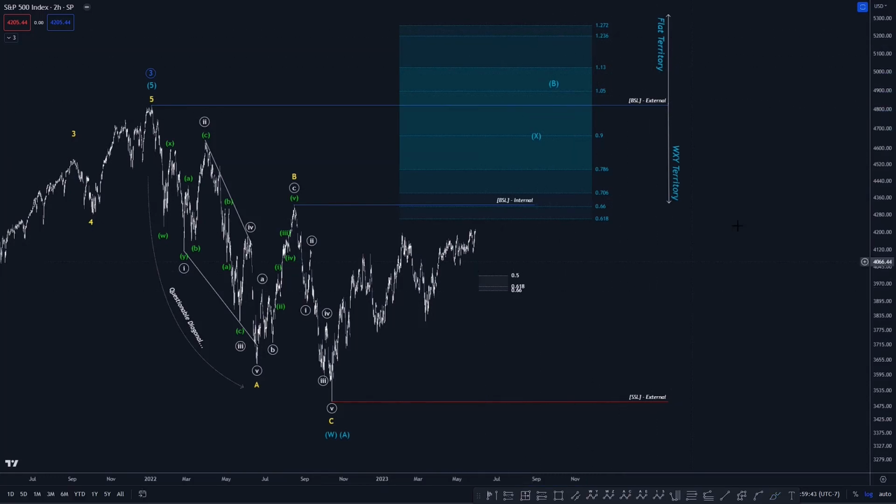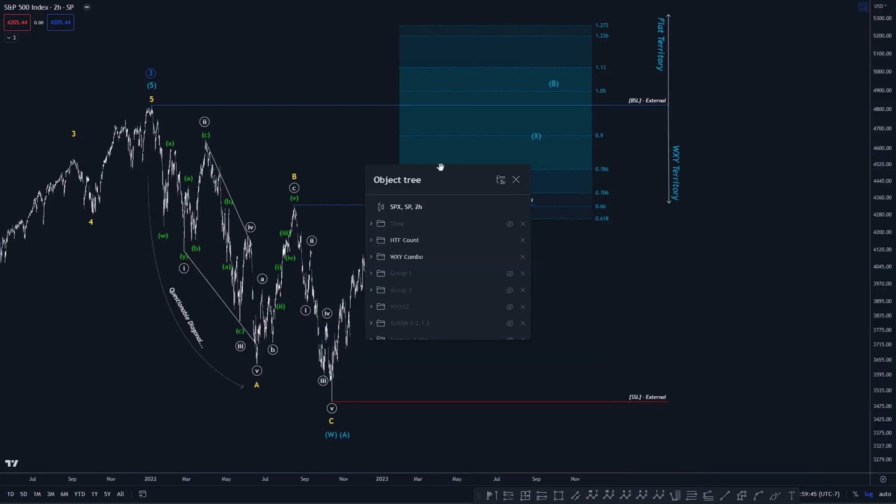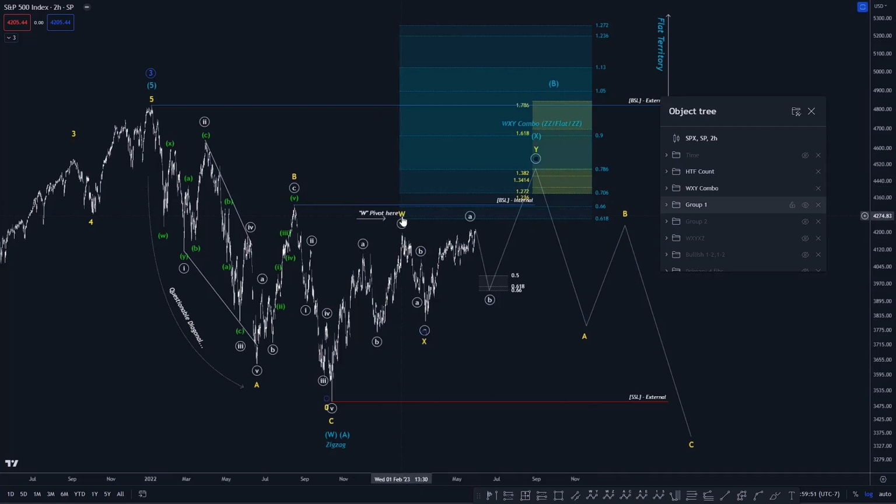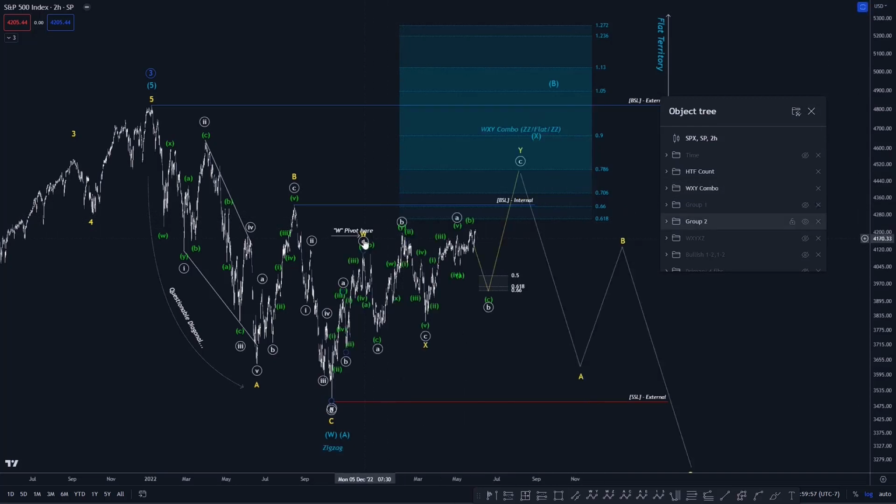But as of right now, in the middle, there's basically two ways I can see this, and it all depends on where your W pivot is ending. Either having your W pivot end right here, or having your W pivot end right here.